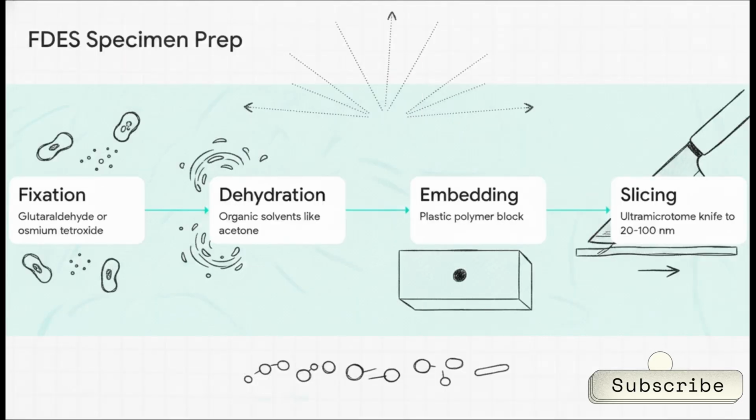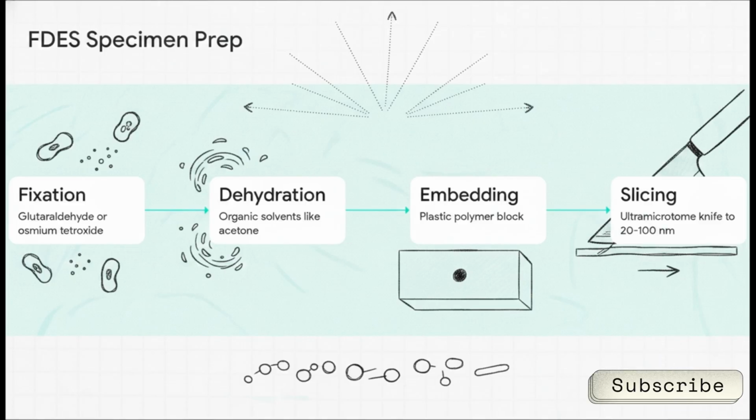But here's the catch. You can't just slap a raw specimen under an electron beam. It would literally be obliterated. Specimens have to be carefully prepared to survive both the high vacuum and the intense electron bombardment. So definitely lock the FDES mnemonic into your memory for any short notes on specimen prep.